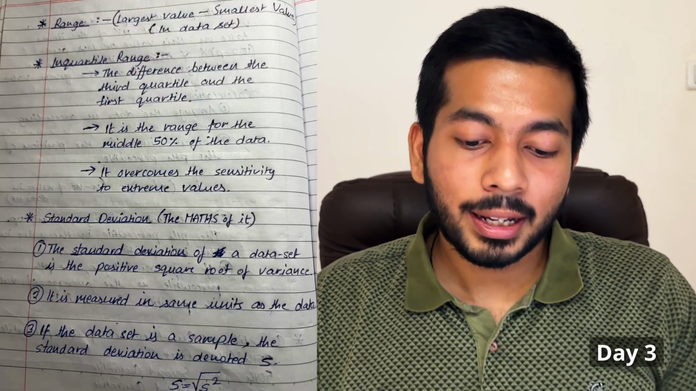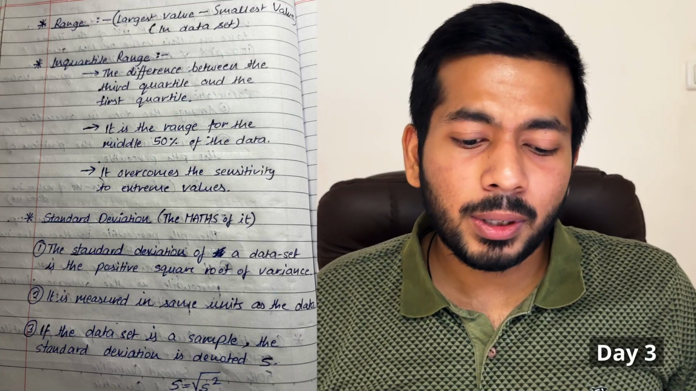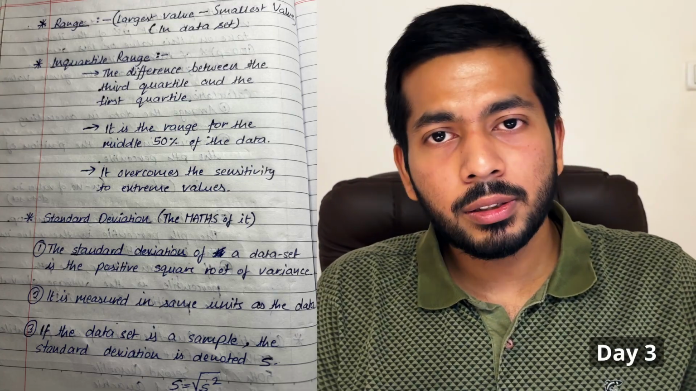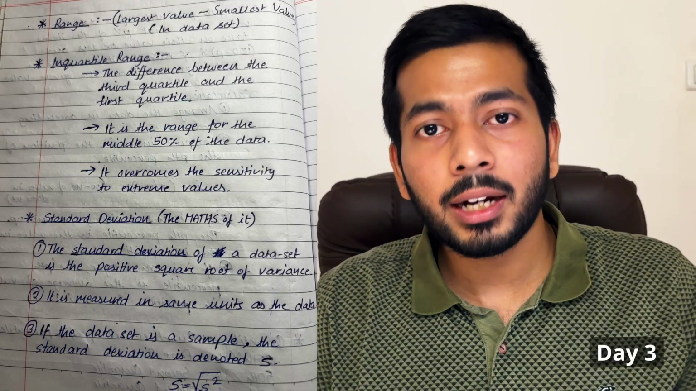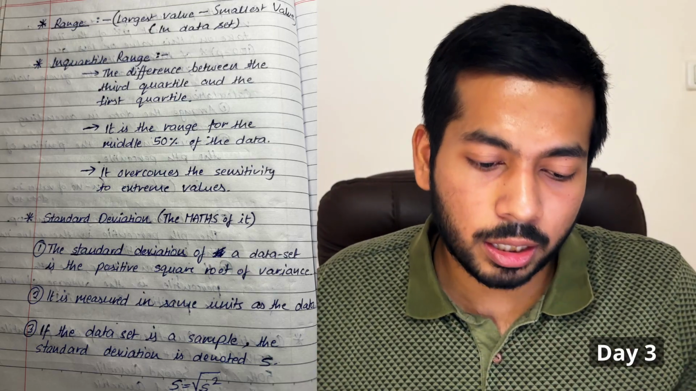Now let's go to range. Range is basically very simple. It's the largest value in the data set minus the smallest value of the data set. So that's called the range.